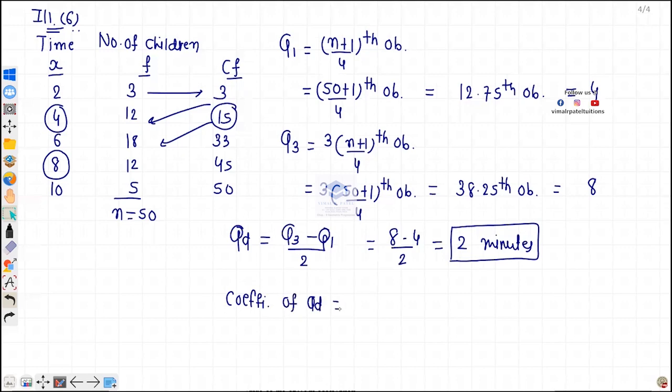Coefficient of quartile deviation: Q3 minus Q1 upon Q3 plus Q1, 8 minus 4 upon 8 plus 4. 4 divided by 12.